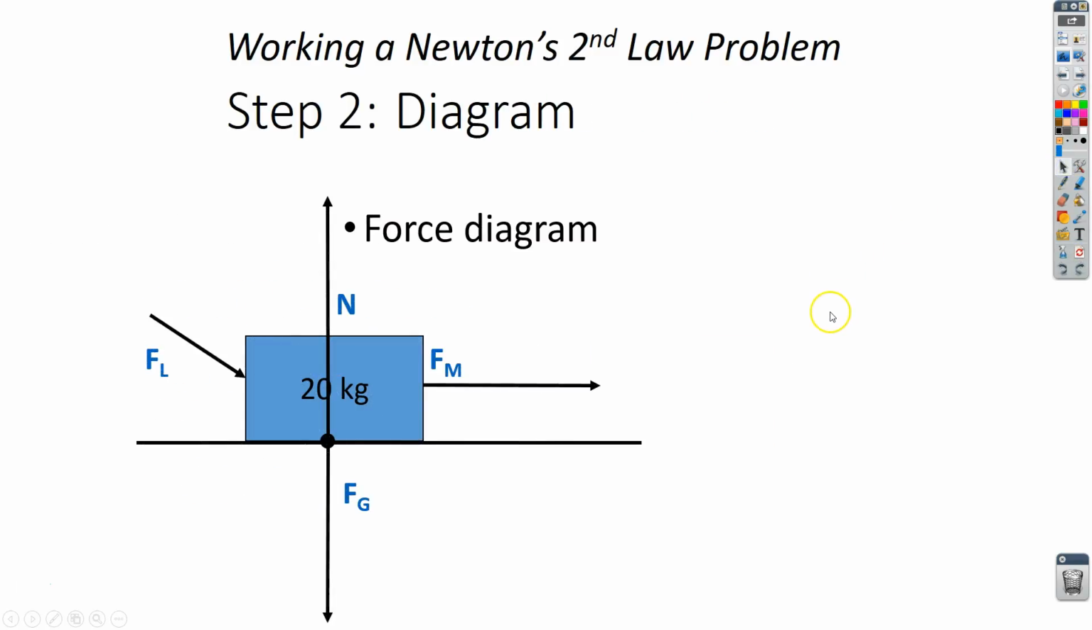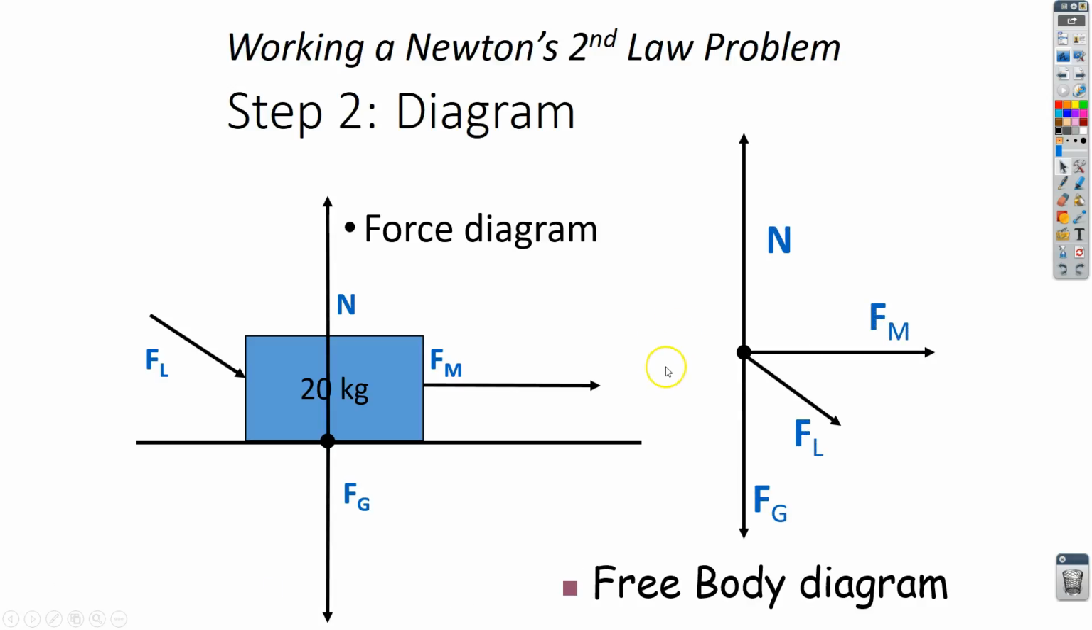So here's our force diagram, our free body diagram. We already said that we have the normal force up, the force due to gravity down, those cancel. Then we have the force to the right, and then we have the force down and to the right. So that's our free body diagram, is what we've seen.